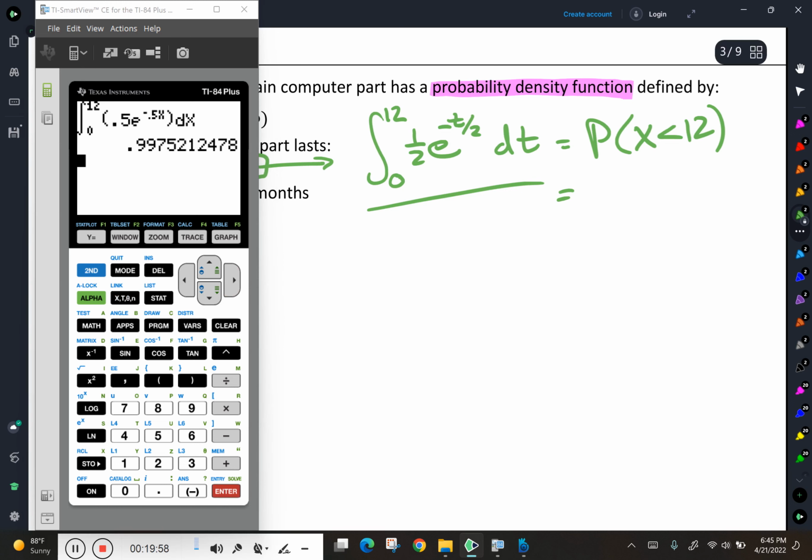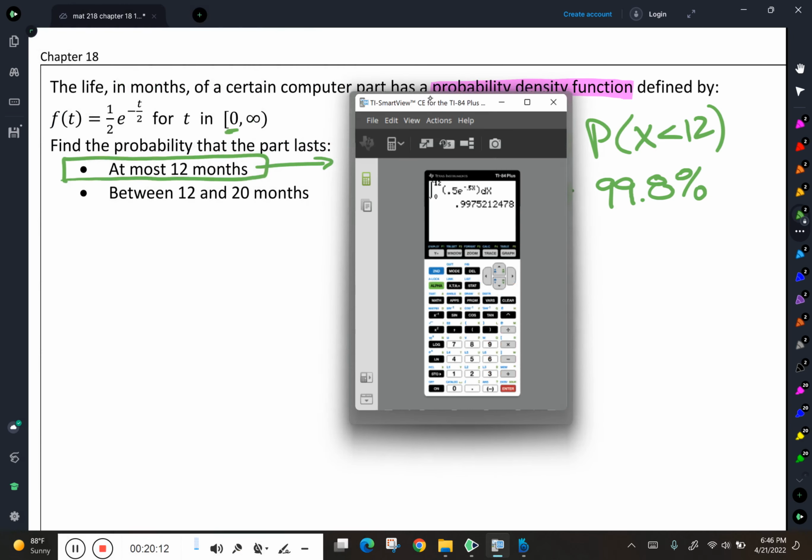99.7. 99.8 if we round it. So we have a 99.8% chance that this part will last at most 12 months. So less than or equal to.